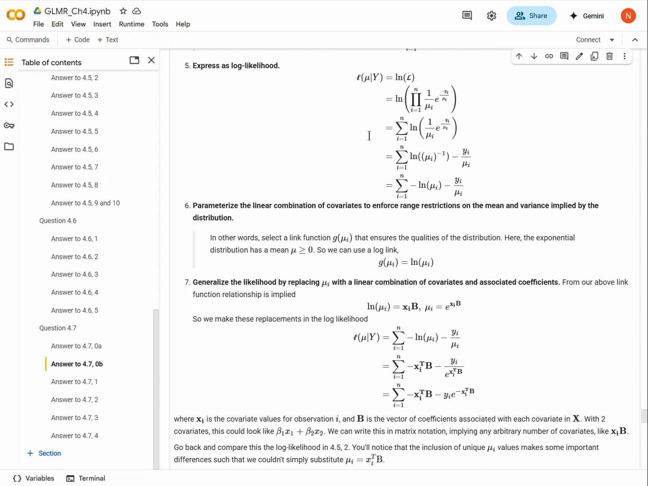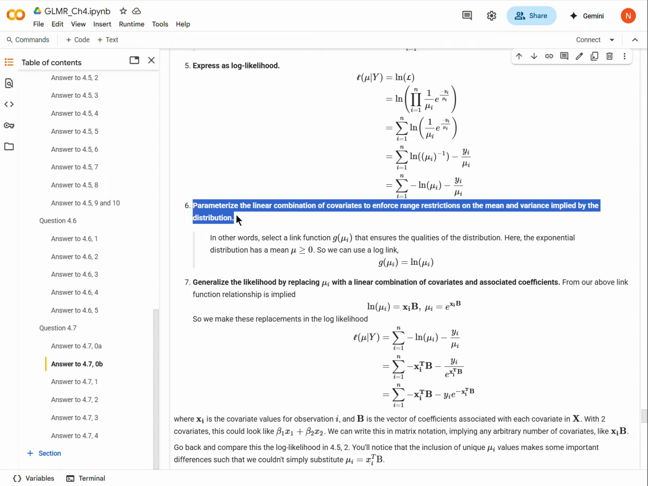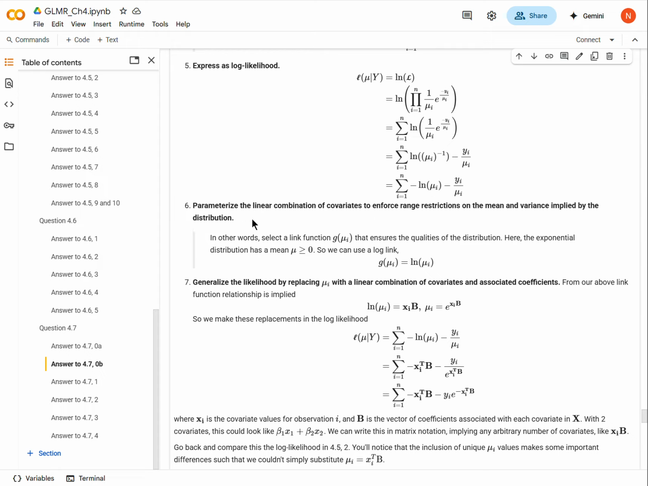And now we need to select a link function. Well, okay, so we can read this, but I feel like you need an example to really understand what this means. We need to parameterize all of this by selecting a link function that ensures that the parameter follows certain criteria here.